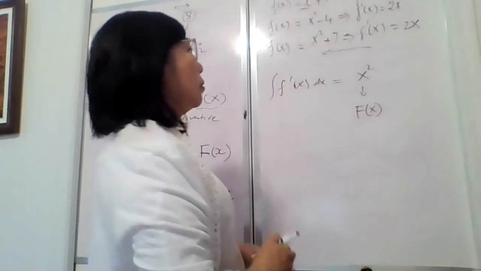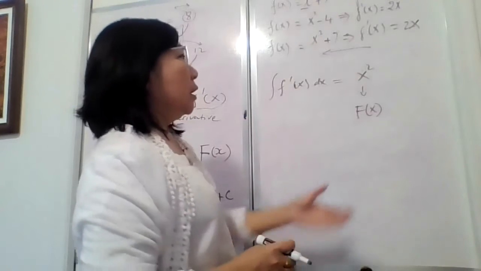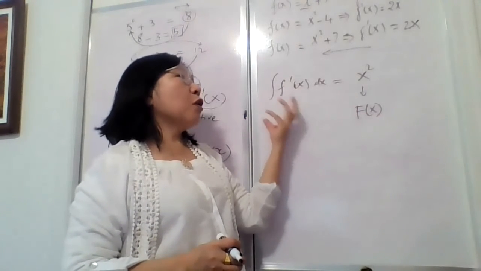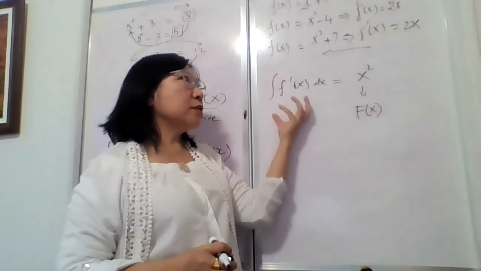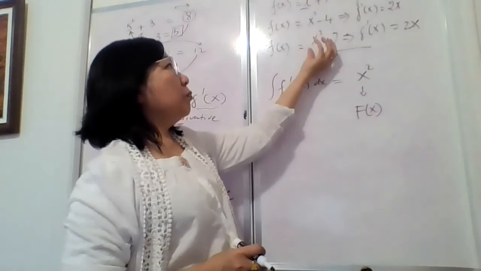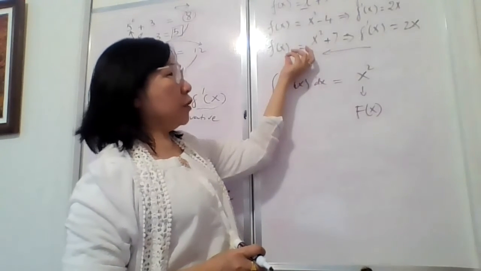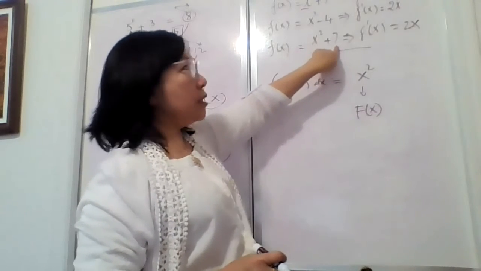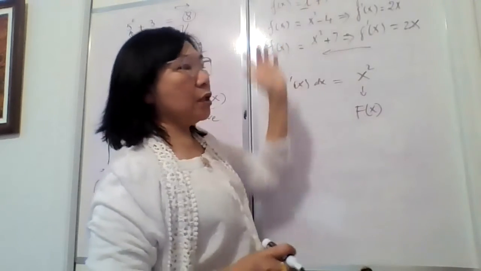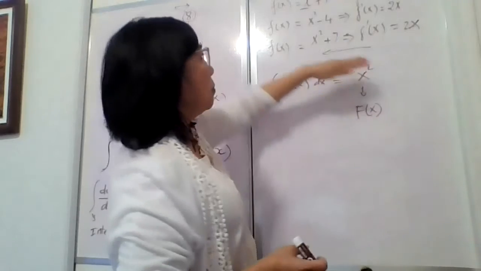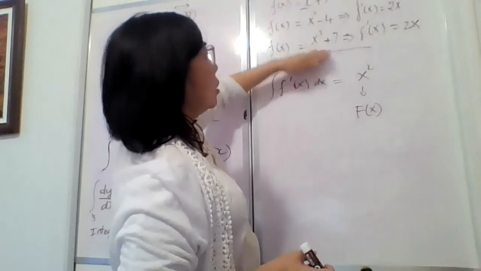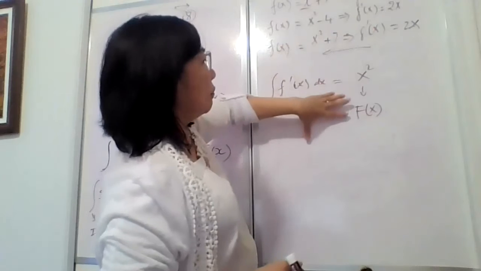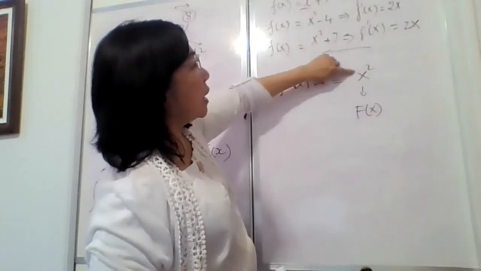Therefore, we know that anytime we do the antiderivative, there will always be another constant C added to this original function, except that we don't know whether that constant C is 7 or minus 4 or 3. It could be any of these, right? So the antiderivative of 2x is the original function, which is x squared.